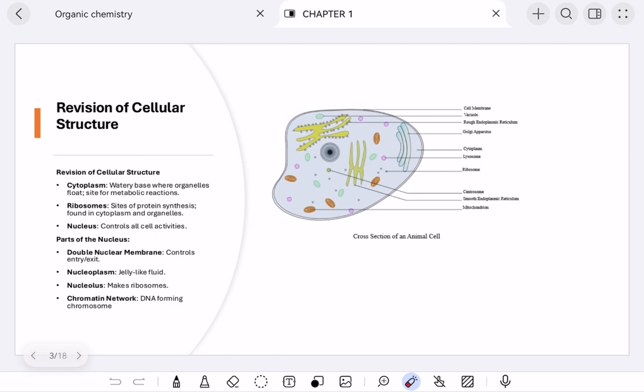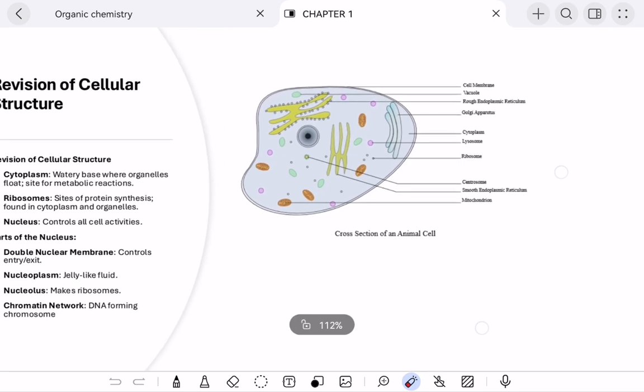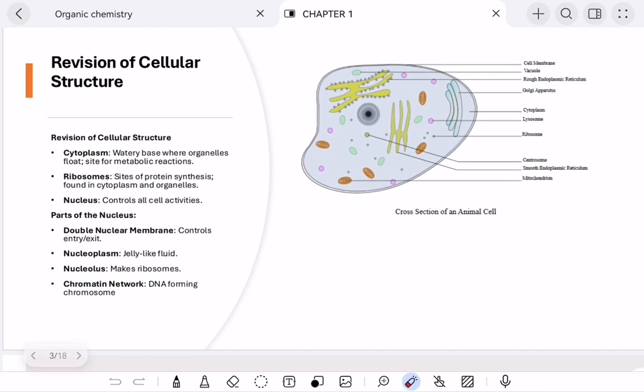Before we do a deep dive into this chapter, we need to reflect back on the previous grades when they taught us about cells, right? In a cell, we have a cytoplasm, which is a water base where organelles float, and it's also a site for metabolic reactions, right? So let me make a scenario about the cytoplasm.